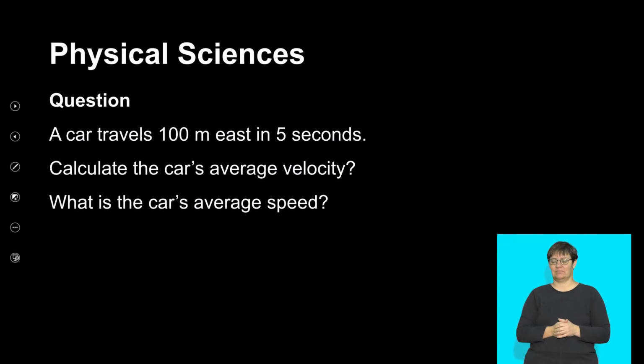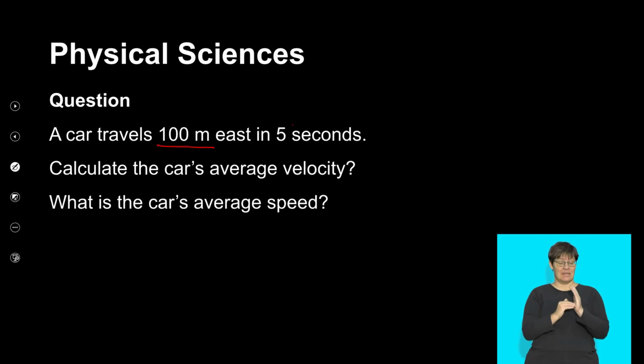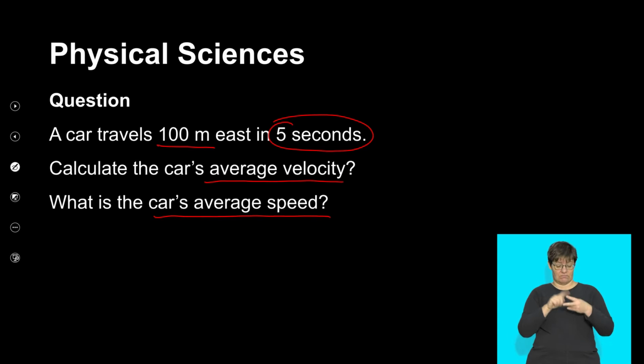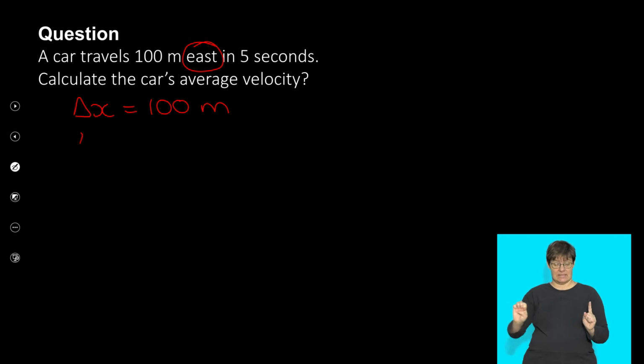So here we go. A car travels 100 meters east in 5 seconds. They want the car's average velocity, and then they want the car's average speed. So there's two things we need here. Let's start with the first one. The car travels 100 meters east. So my change in displacement is 100 meters. There's my direction. And my change in time is 5 seconds.